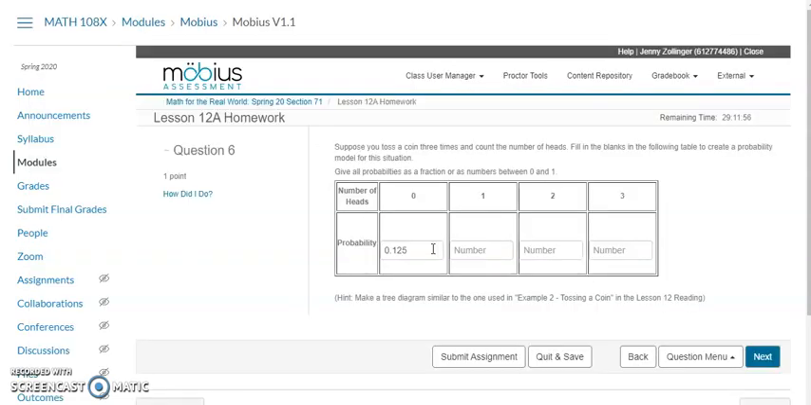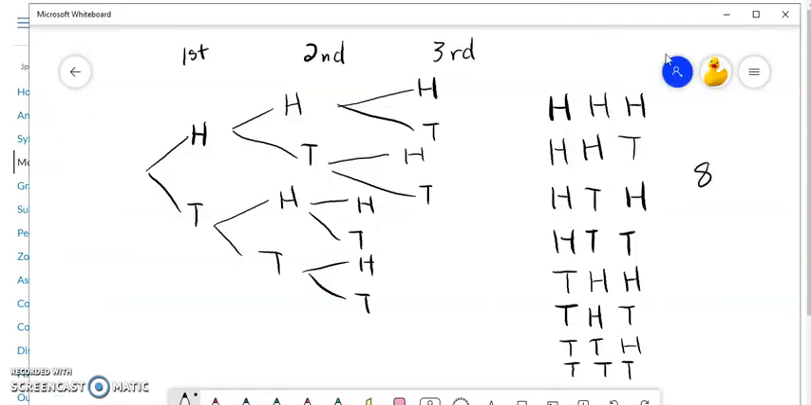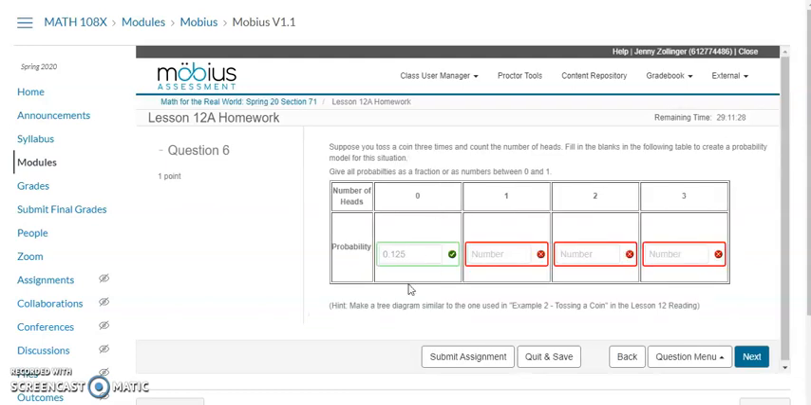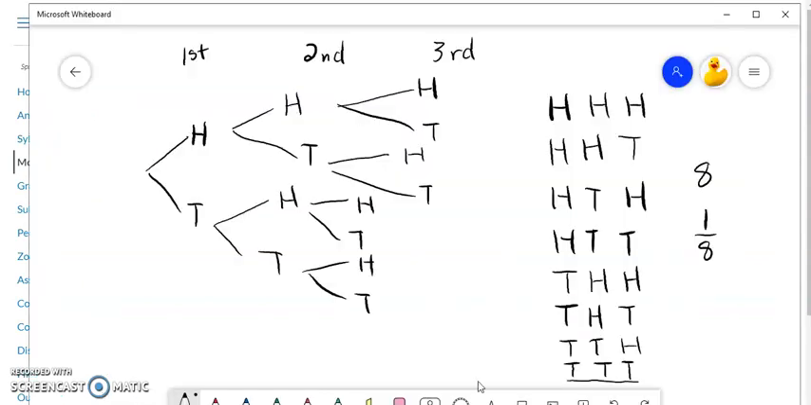And then it's asking for different probabilities, and I don't know if you have the same numbers that I have, but my first one was the probability of getting 0 heads. As I look at these combinations, there's only one of these that has 0 heads. So that would be a probability of 1 out of 8. I think this one said you can give it as a fraction or a number between 0 and 1. I found the decimal and it accepted that one as being correct there.